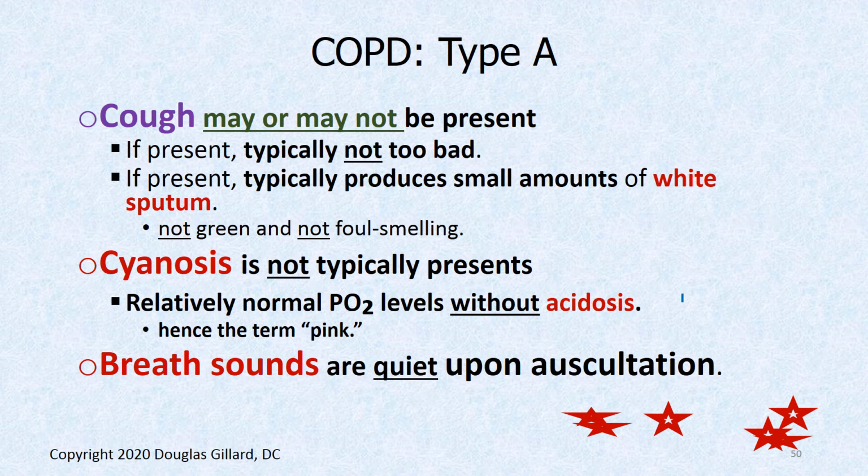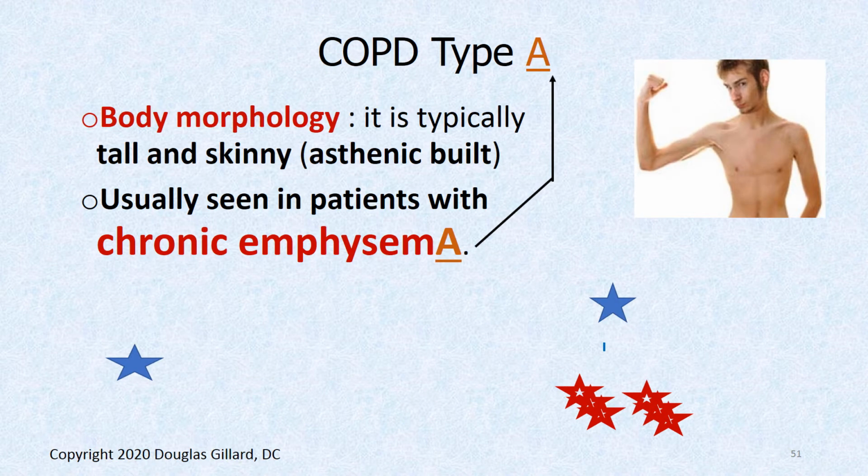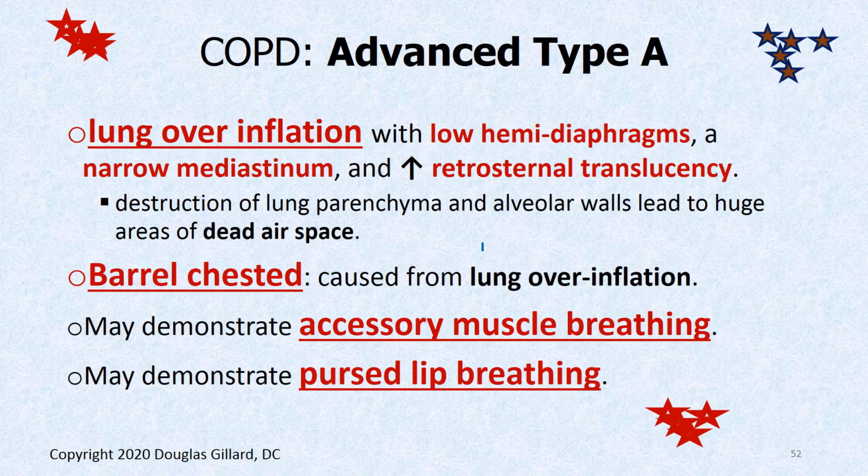They don't have acidosis. If you auscultate them, they'll sound normal. They won't have any adventitious sounds going on. They're typically skinny. That's called an asthenic body type. And they usually have predominant chronic emphysema. Type A goes with emphysema. Type B goes with bronchitis.